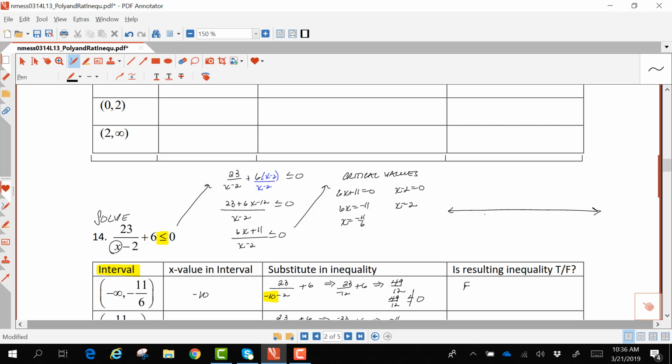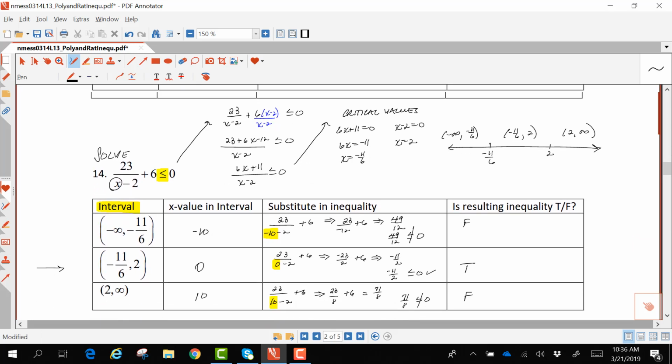These two values I place on a number line, making sure the smaller number is on the left side. I now have three regions on my number line. The leftmost region is all numbers between negative infinity and negative 11/6. The middle region is all numbers between negative 11/6 and 2. And the third region is between 2 and positive infinity. Those intervals are listed in this table.